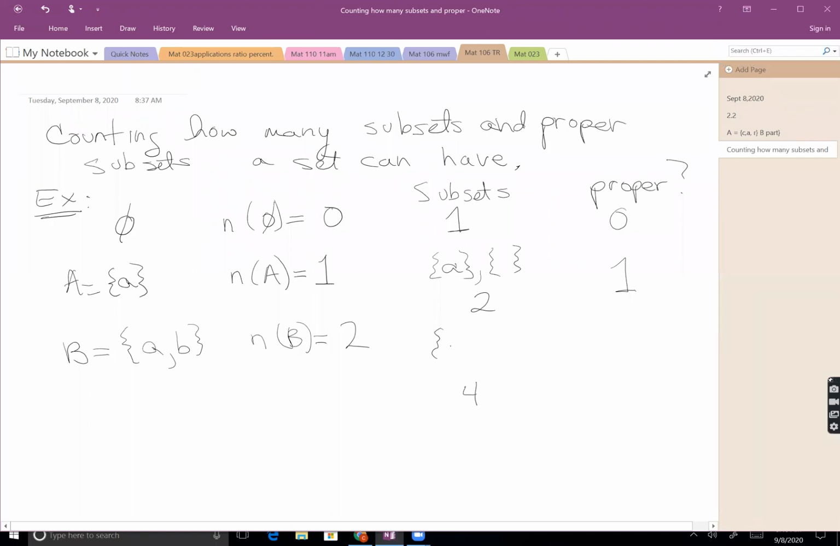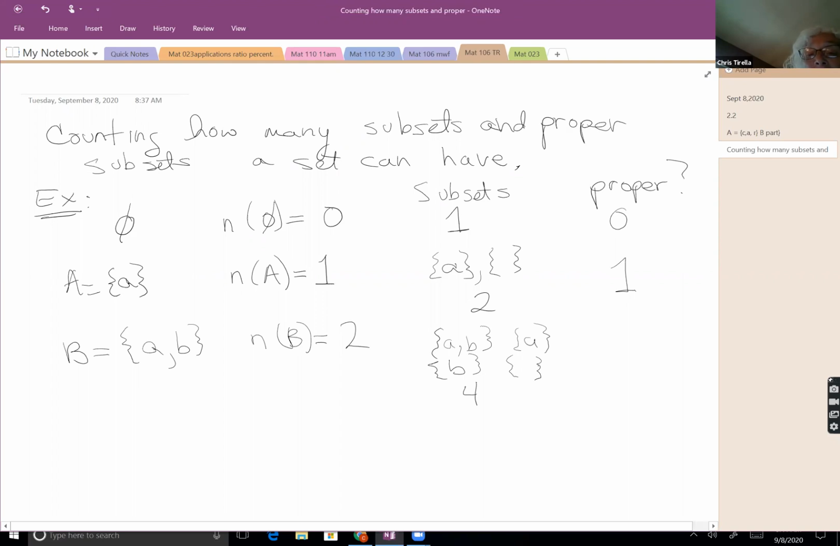Sure. You take the set itself. That's A, B. So every set is a subset of itself. That's a rule. And then you have set A, that's another one. And then you have set B, that's another subset. And then you have the empty set, which is the fourth subset. Everybody in agreement? We got four subsets there?